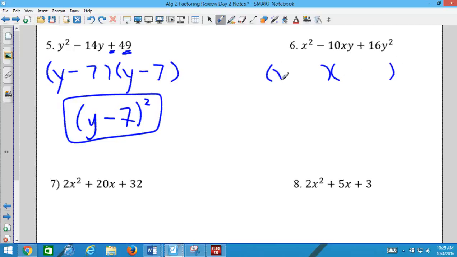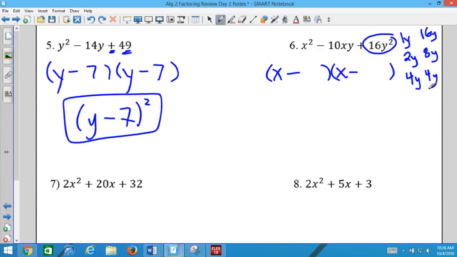First term is x squared, so we make it x and x. Looking at my signs, that is a plus sign. That tells me both are the same signs. They're both negative. Now, what times what is going to give me 16y squared? So it's not just going to be 1 and 16, it's going to be 1y and 16y, or 2y and 8y, or 4y and 4y. That's how I'm getting the y squared there.